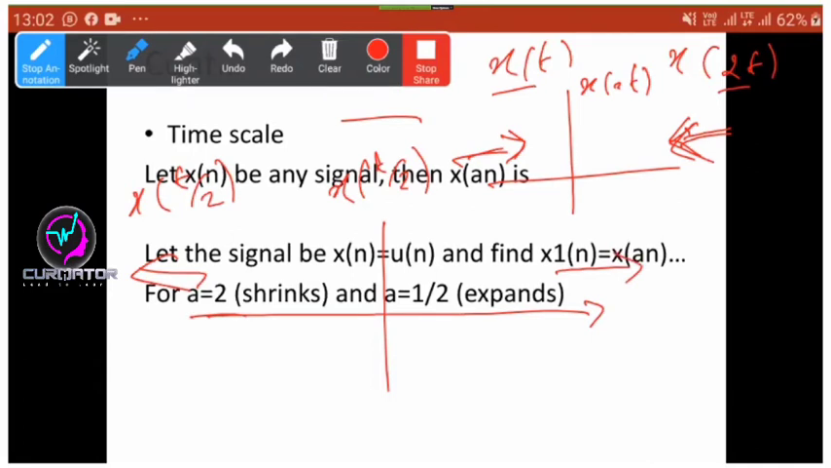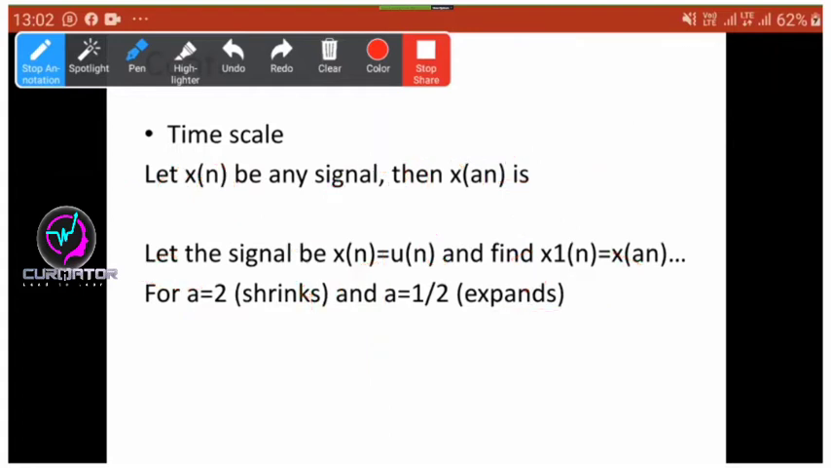So we can expand or shrink the signal this way or this way using this time scaling operation. The scalar value can be anything, 3, 4, 5, 8, or 1 by 3, 1 by 4, 1 by 5, 1 by 8, anything according to our requirement. We can use any number like this. I hope you understood time scaling concept very well.